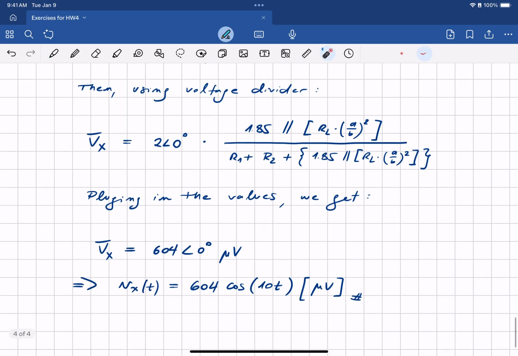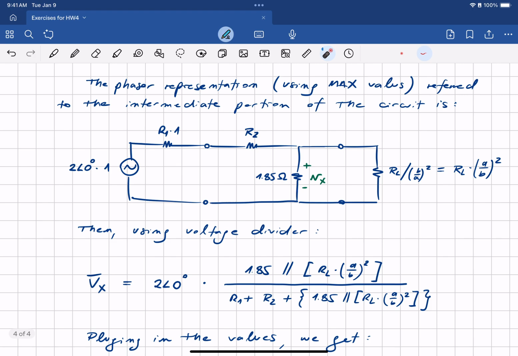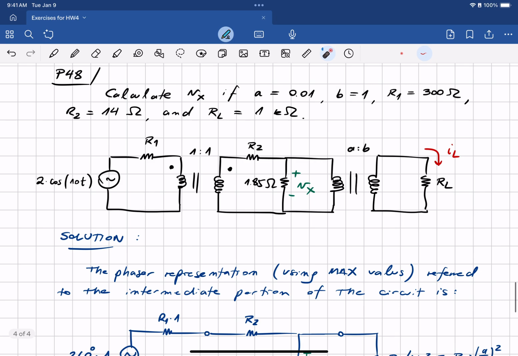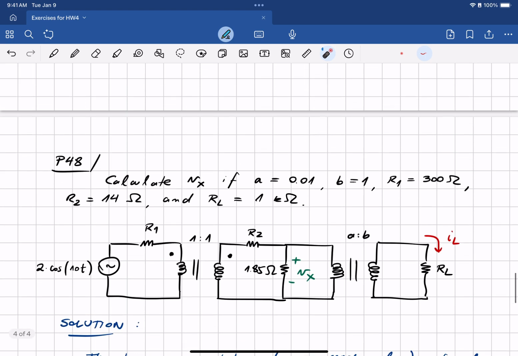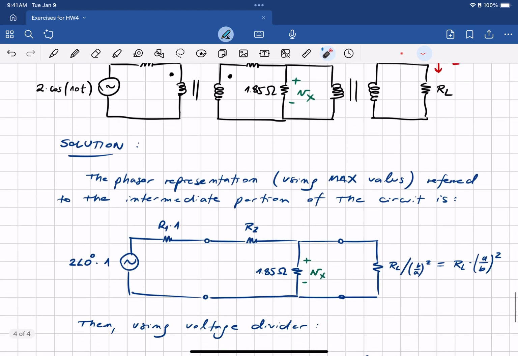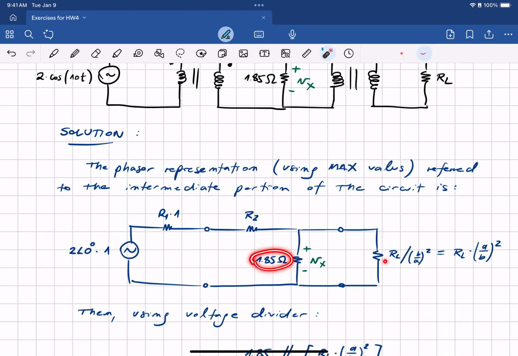It makes sense to be such a small voltage because we have 1k here times (A over B) squared. A over B is 0.01 divided by 1 squared. So you're going to have a very small value here. R1 and R2 are quite big, 314. And here we only have 1.85. Here we're going to have 1k multiplied by 0.01 squared, so a very small resistance. The parallel is going to be even smaller. So basically no voltage is reaching this part.